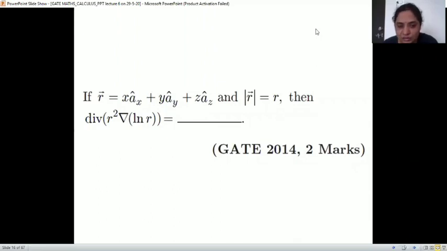So what is del ln r? 1 upon r into r bar upon r, so r bar upon r square. This is del ln r. So r square gets cancelled. The divergence of r bar only. What is divergence of r bar? Del dot r bar, that is dou by dou x. r bar is x i plus y j plus z k. So del dot r bar is dou by dou x of x plus dou by dou y of y plus dou by dou z of z. Waiting for your answer.